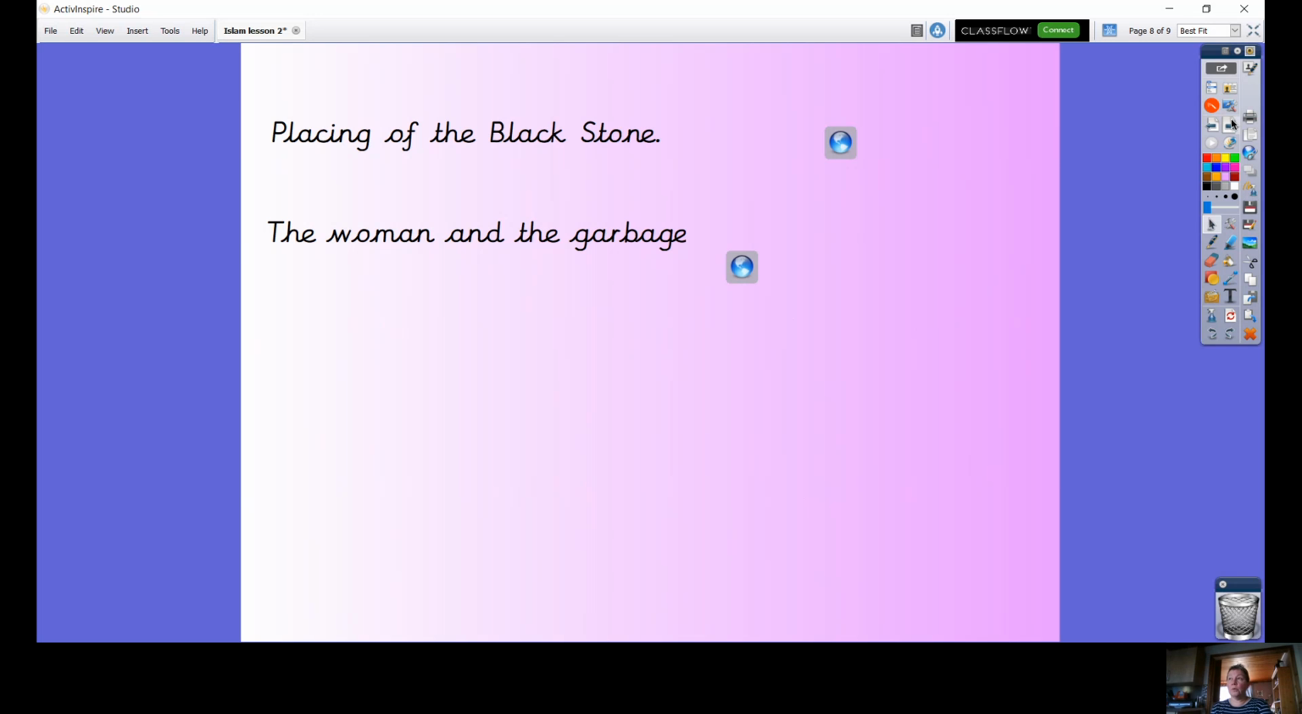So I have 2 other stories for you. One is the placing of the black stone, which has a lovely song in it. You know me and my songs. And it's got a very catchy tune, and it will get in your head, so I do apologise now. This will tell you about the placing of the black stone in Mecca, and the link for that will be on your worksheet. And then there is a second story, another video about the woman and the garbage.